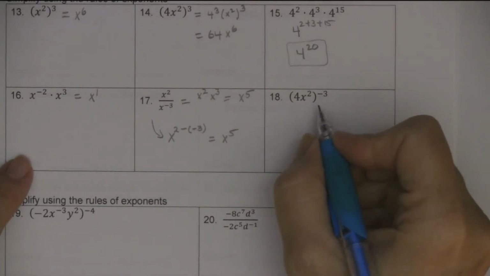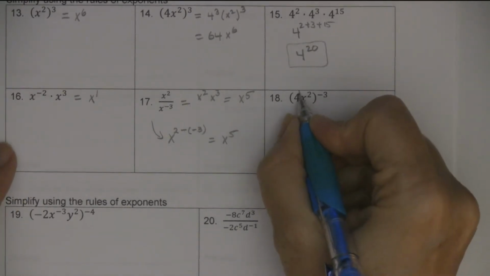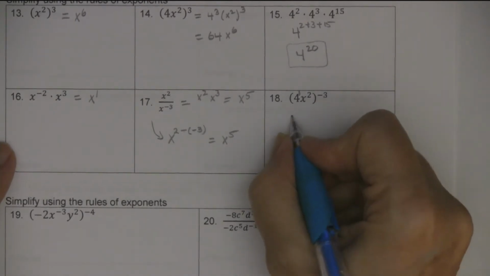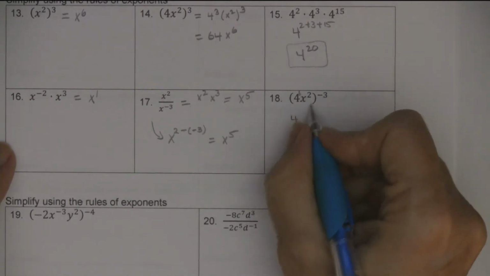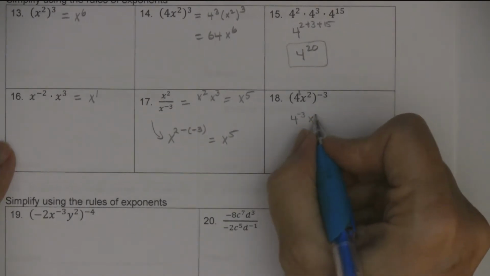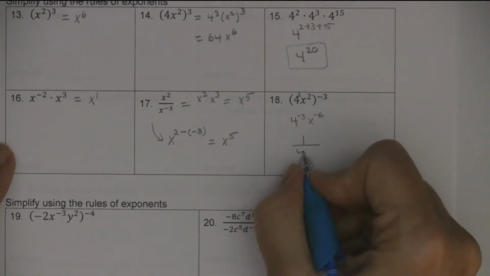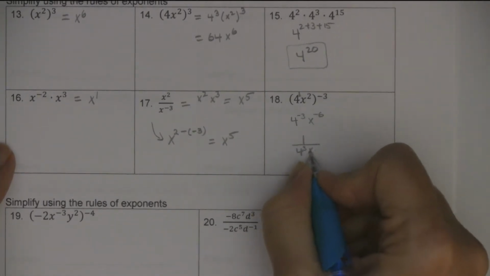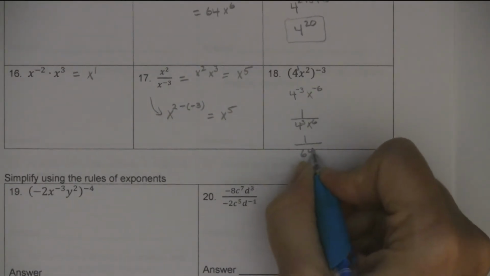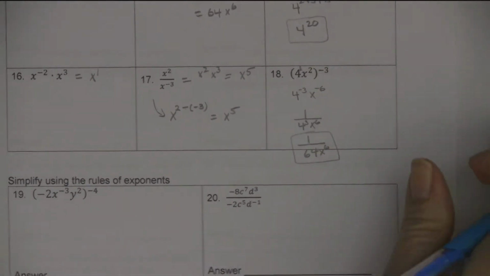I can use the negative exponent rule first, or I could use the product to a power rule. I would probably use the product to a power rule and make an exponent 1 there, and then you multiply the exponents. So this is 4, and then 1 times negative 3 is negative 3, and x times 2 times negative 3 is negative 6. Then I would use the negative exponent rule. So this is 1 over 4 to the third and x to the sixth, since they were both negative. So that's 1 over 64 x to the sixth. And so that would be our answer there.